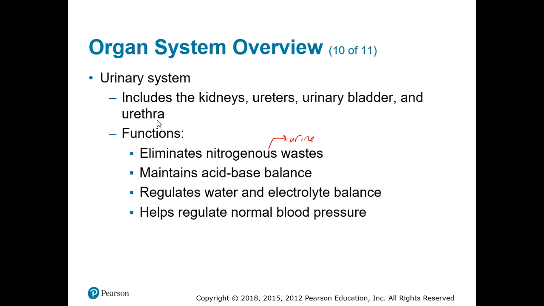vagina or a penis. It helps maintain acid-base balance, also known as your pH balance, and it regulates water or electrolyte balance. For example, maybe you've drunk enough water and so you urinate more. Or maybe you haven't drunk enough water, so you're not going to urinate as often. And this helps regulate our blood pressure levels.